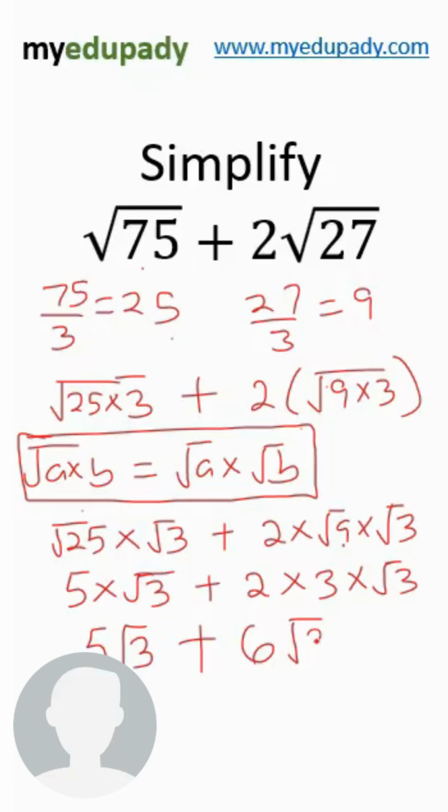And by the law of surds, since this one and this one have the same root, it means I can add their individual coefficients together. So 5 plus 6 is going to give me what? 11. And that means that my answer now would be 11 root 3 in a simplified form.